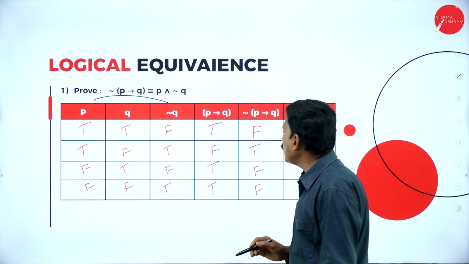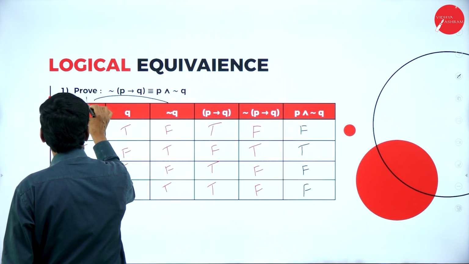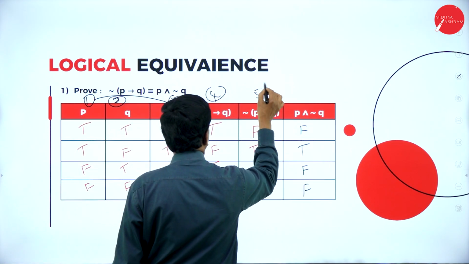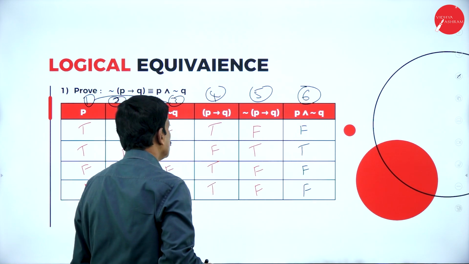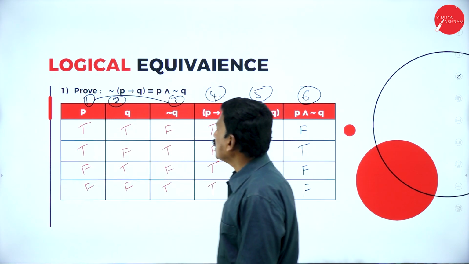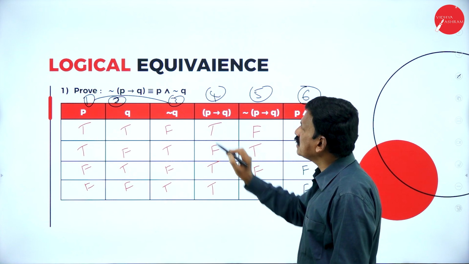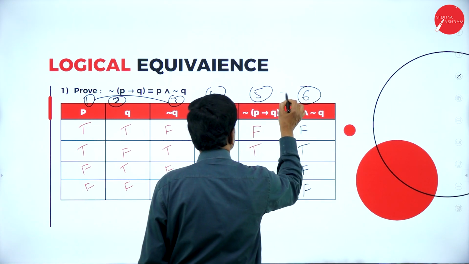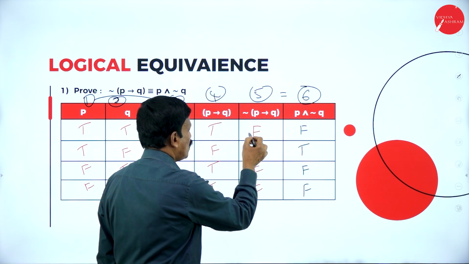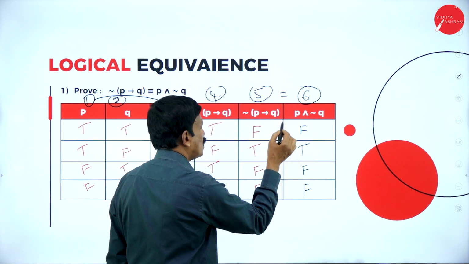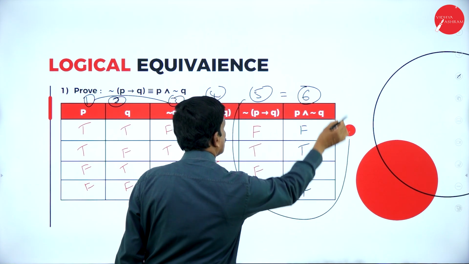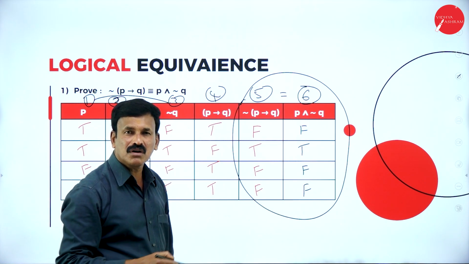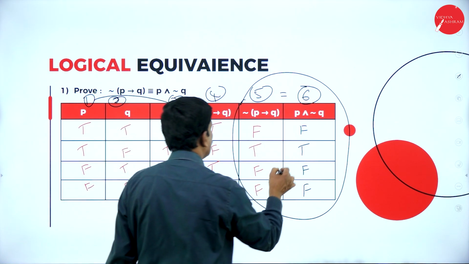Now, if you observe carefully, let us represent this as first column, second column, third column, fourth column, fifth column and sixth column. The left hand side here is negation of P conditional to Q and the right hand side is P conjunction negation Q. The truth values of the fifth and sixth columns are the same: false, true, false, false. So, these two are logically equivalent.